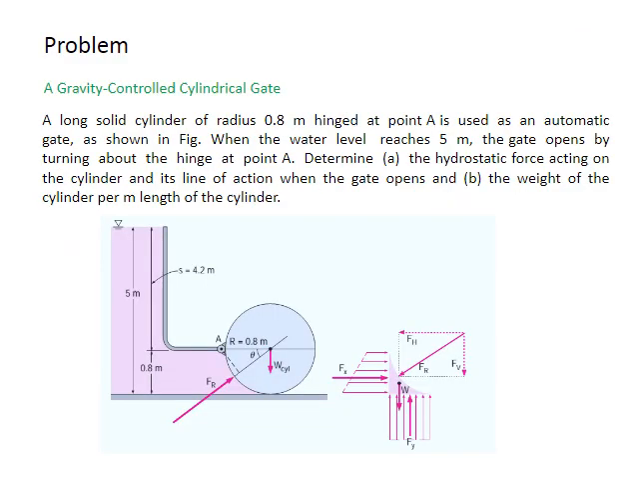Again in this slide I am going to talk about some numericals. A long solid cylinder of radius 0.8 meter hinged at point A is used as an automatic gate, as shown in the figure. When the water level reaches 5 meters, the gate opens by turning about the hinge at point A. What we have to do is determine the hydrostatic force acting on the cylinder and its line of action when the gate opens, and second, the weight of the cylinder per meter length of the cylinder. All the values are given there, so you have to solve it on your own.